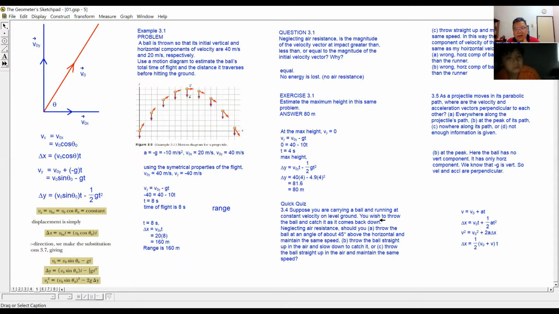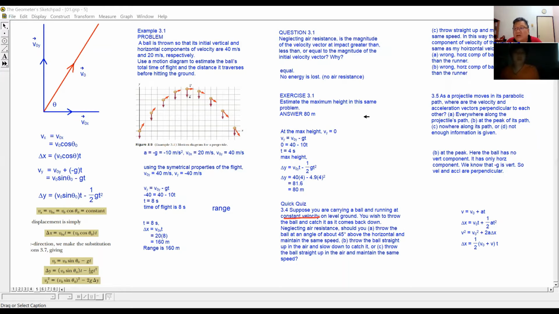Okay, right. So now you want to catch the ball while running at a constant velocity, and you want to catch back the ball. Now when you throw the ball, when the ball leaves your hand, is the ball moving faster than you or slower than you?